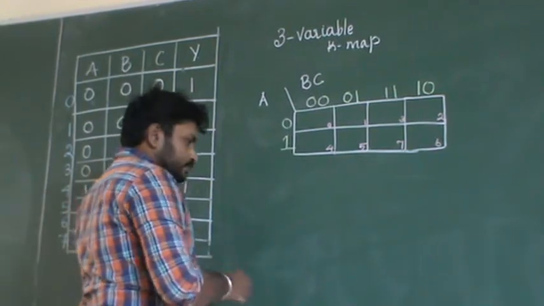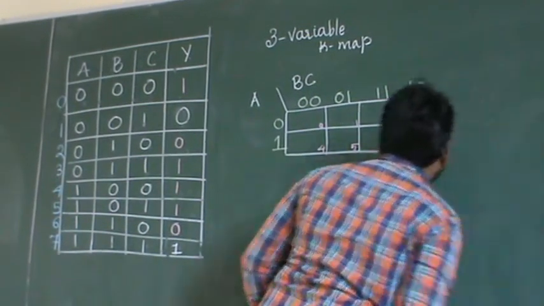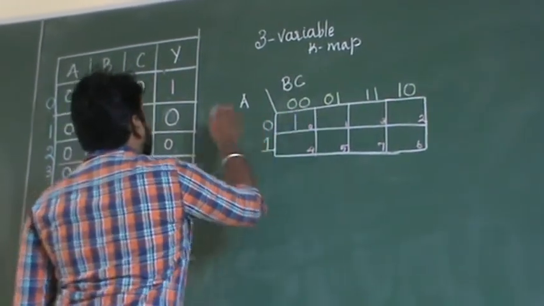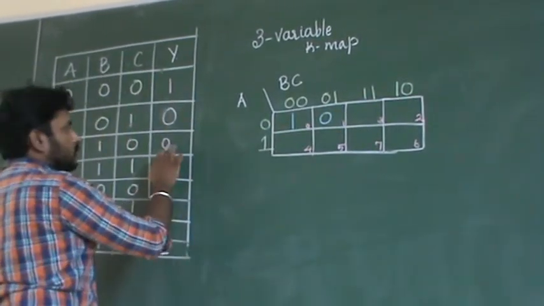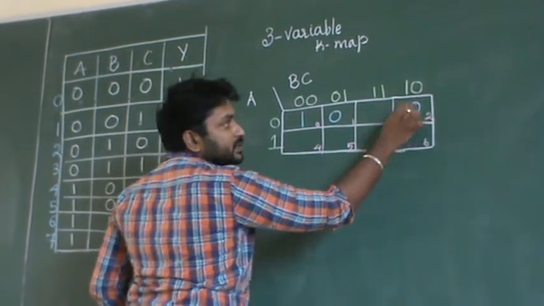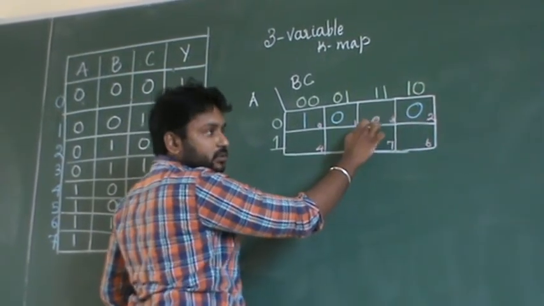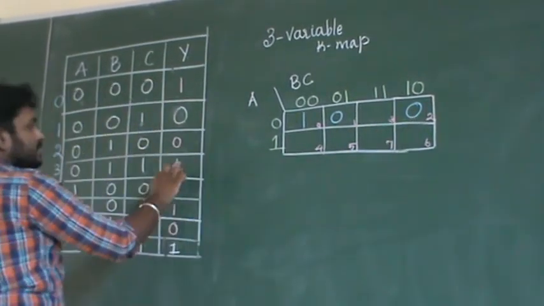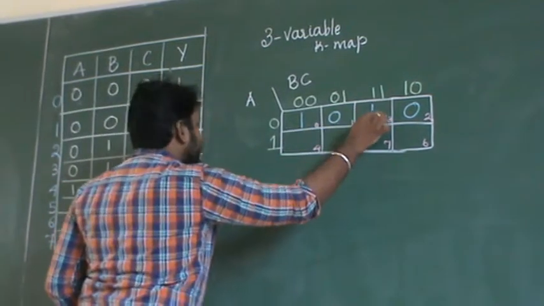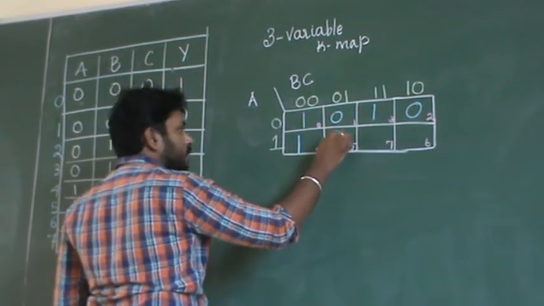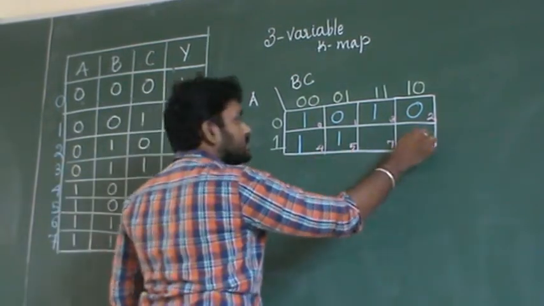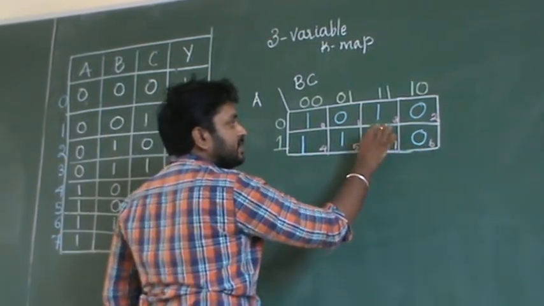So now the first combination is 1. Next is 0. Next is also 0. I shouldn't write it here; you have to write it here. The second combination, and the third combination is 1. Coming to the fourth combination, it is 1. Coming to the fifth combination, it is 1. Coming to the sixth, it is 0. This is sixth and this is seventh.